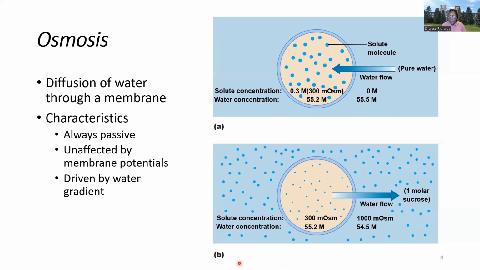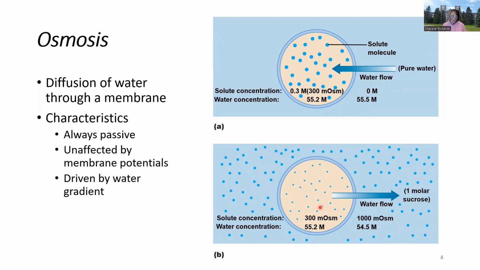If we compare that to what's happening in panel B, we have a higher solute concentration on the outside of our cell now. So the solution on the outside of the cell is 1,000 milliosmoles. All right. The water concentration on the outside of the cell, consequently, is going to be slightly lower because now we have solutes dissolved. So that's going to be about 54.5 molar. And on the inside of our cell, the solute concentration is 300 milliosmoles. All right. And then the water concentration, again, slightly higher, my apologies, is going to be about 55.2 molar.